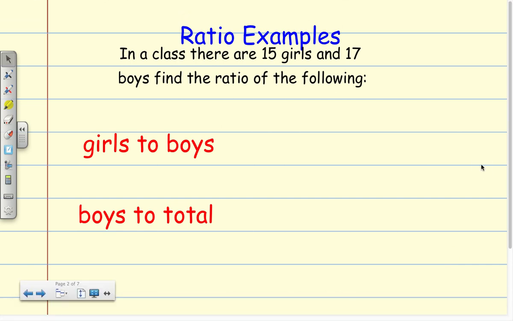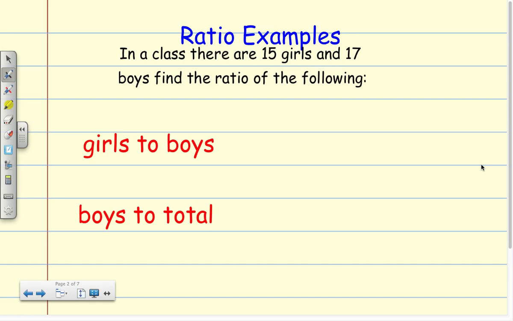All right, I want to do some ratio examples in a class. Let's say there are 15 girls and 17 boys. I want to find the ratio of the following. You should be writing this example down in your Cornell notes. And these are two very possible examples that your book will want to see from you to be able to distinguish. If I have a ratio of girls to boys, that means I'm going to have the amount of girls to the amount of boys. And I want it represented in 3 ways.